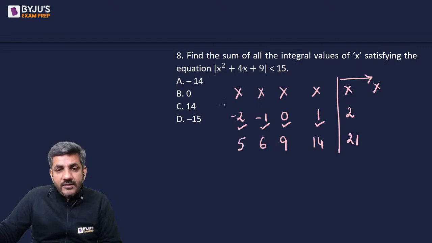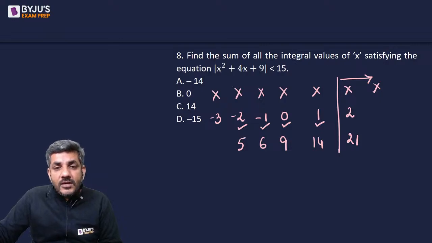Yes, this is also a valid value. Let us put x is equal to -3. -3 square is 9. 4 into -3 is -12. 9 minus 12 is -3 plus 9 is 6. Yes, this is also a valid value.